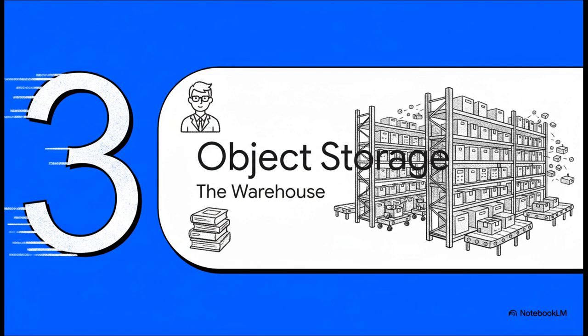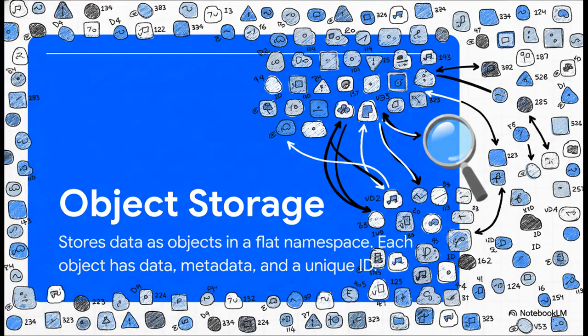And that brings us to the final tool in our kit: object storage. So if block is the sprinter and file is the librarian, then object storage is the impossibly huge, fully automated warehouse. Object storage completely throws the whole idea of folders out the window. Instead, everything is an object, floating in one massive, flat pool of data.